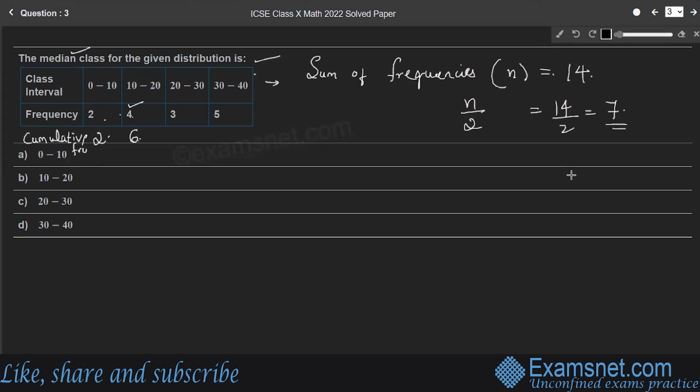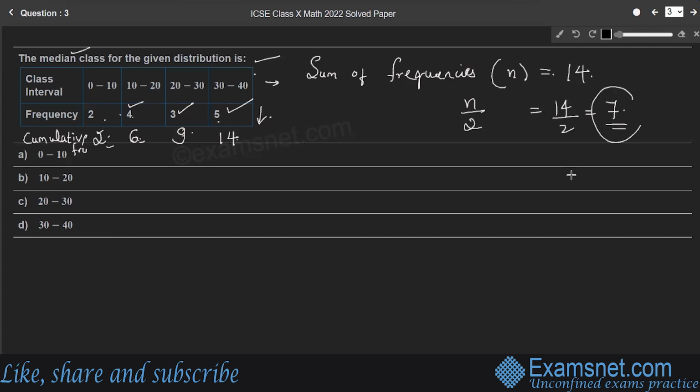Now next frequency is 3. So 3 plus 6 gives cumulative frequency, which is 9. And 9 plus 5. So frequency plus its previous cumulative frequency gives the cumulative frequency of that particular frequency, right? 9 plus 5 is 14. Therefore, cumulative frequencies are 2, 6, 9 and 14.